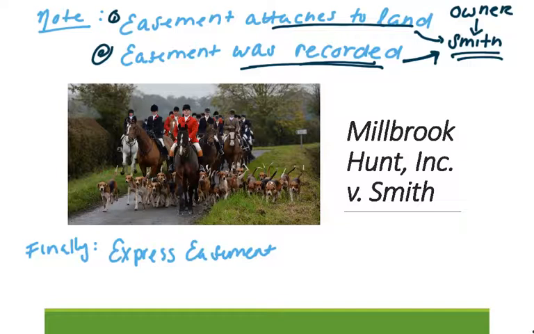Finally, we have an express easement here because it's in writing, and although it was ambiguous, it did communicate the terms as the parties understood them to be.